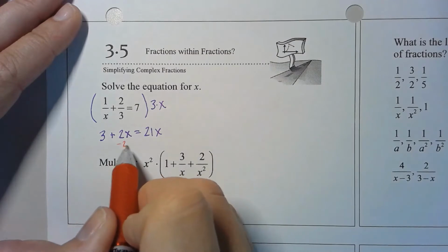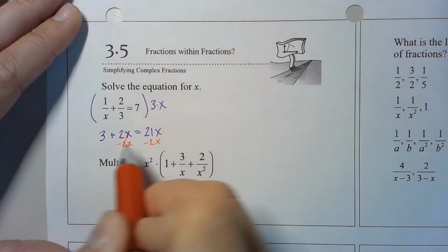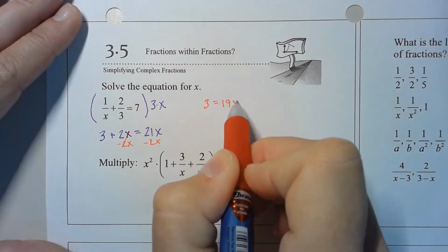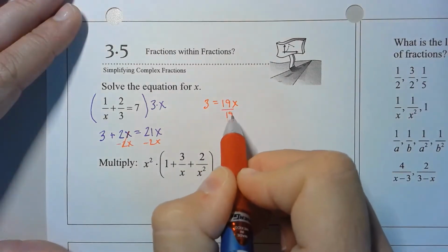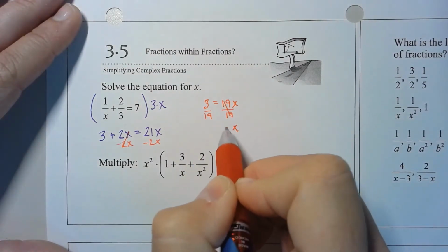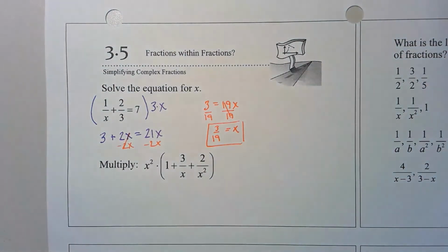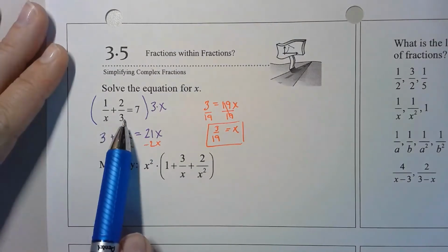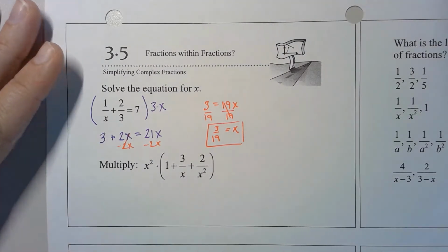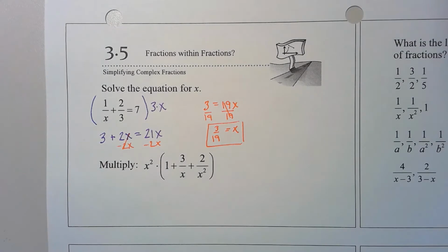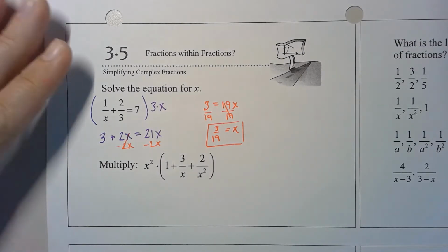And so now we can subtract our 2x to the other side, and I'm left with 3 equals 19x. And then divide both sides by 19 to get x equals, well, we'll leave it as 3/19. Not the only way to solve that, but my point here is, if you don't like the fractions, let's get rid of the fractions. And the way we do that is to multiply by that common denominator. Okay? All right.